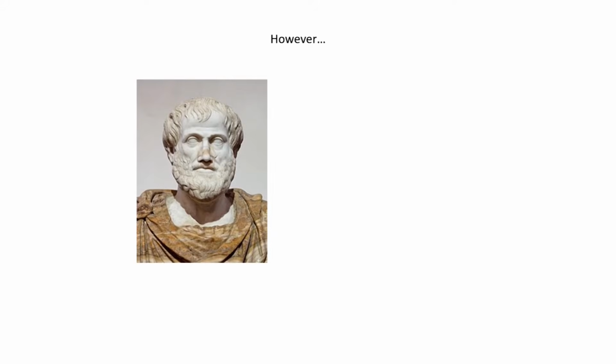But not everyone thought that intelligence comes from the brain. In fact, one of the most famous Greek philosophers, Aristotle, who lived around 350 BC and was a disciple of Plato, who was a disciple of Socrates, thought that intelligence comes from the heart. It's not the brain, but the heart. And then what does the brain do? He thought that the brain is just a cooling mechanism for the heart.